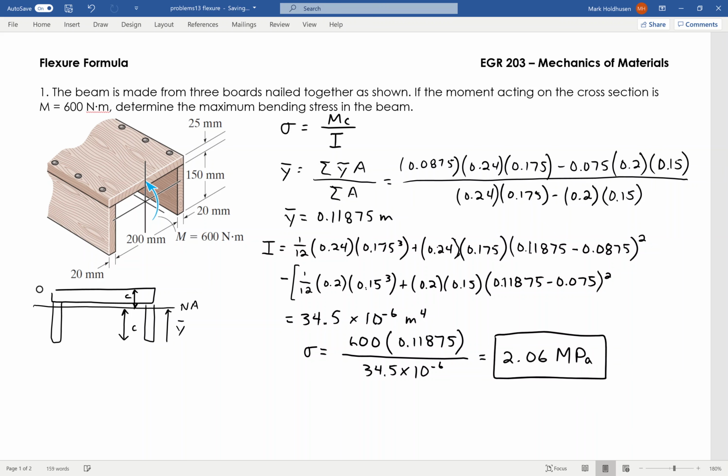Okay. So again, the flexure formula is pretty simple. You just have to remember how to find the centroid, how to find the area moment of inertia, but then it's just kind of plug and chug at that point.